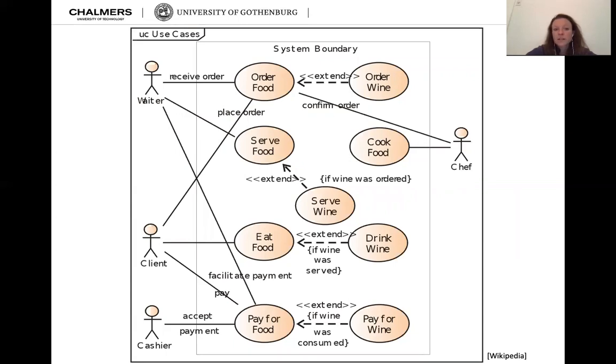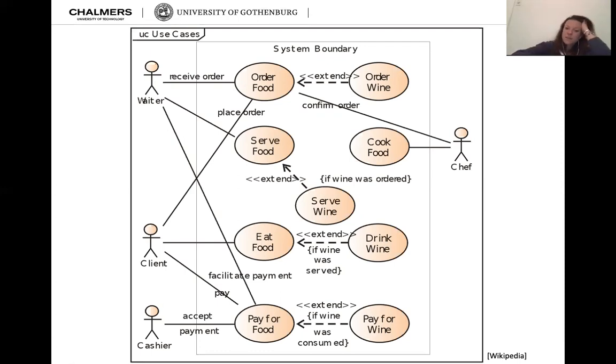Yes, one is that you see that there is an additional label on the communication association between the waiter and the order food. That's called receive order. And for the client, it's called place order. So when there are several actors involved in one use case, it's useful to have these associations named to make clear what their relationship exactly is with that use case.